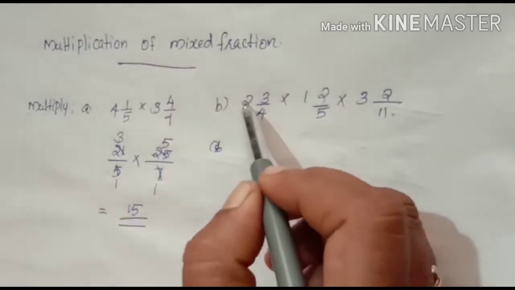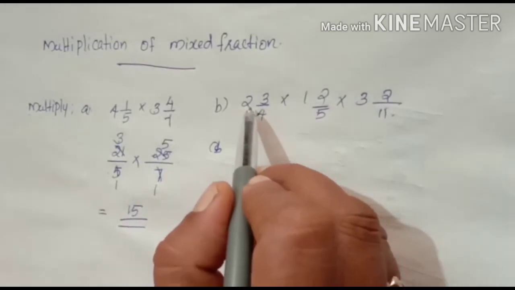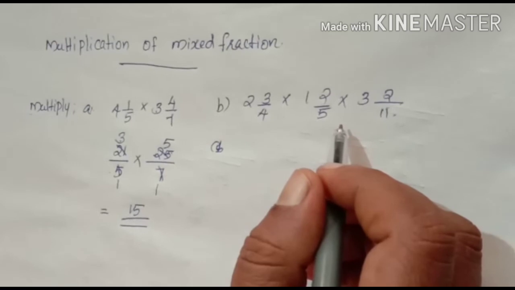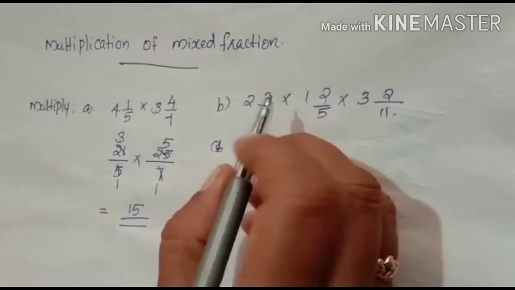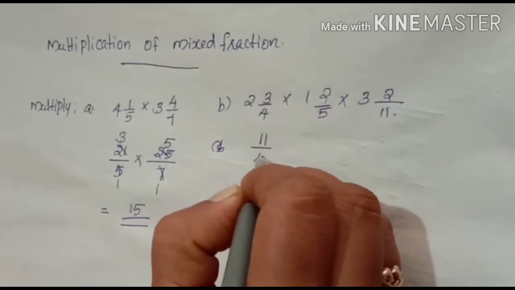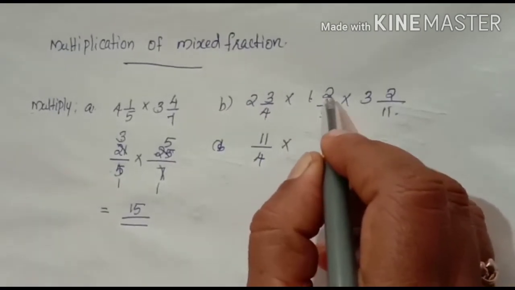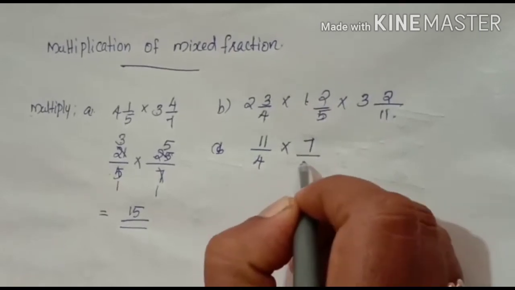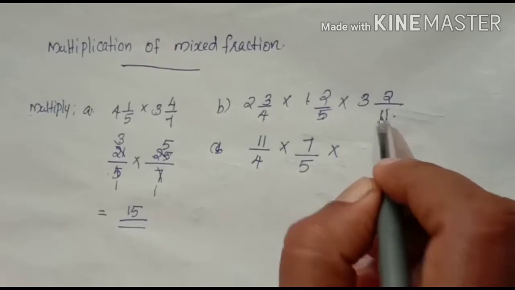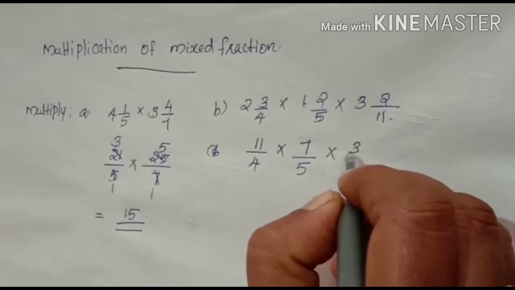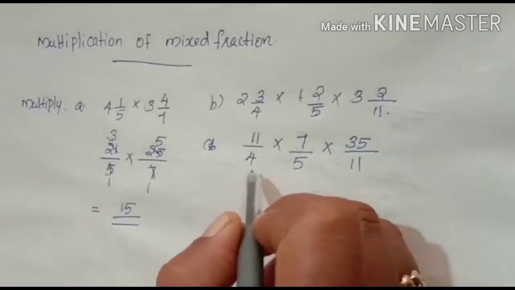B. Here 3 fractions are there. Mixed fractions are there. We have to convert all mixed fractions into improper fraction. 2 4s are 8. 8 plus 3, 11. 11 by 4 into 1 into 5 equals 5. 5 plus 2, 7. 7 by 5 into 3 into 11 equals 33. 33 plus 2 equals 35 by 11. Clear?